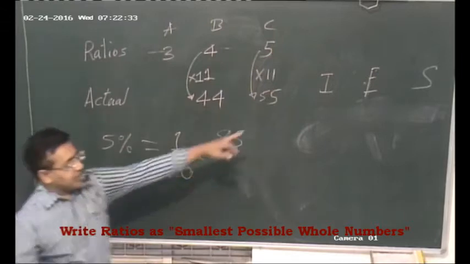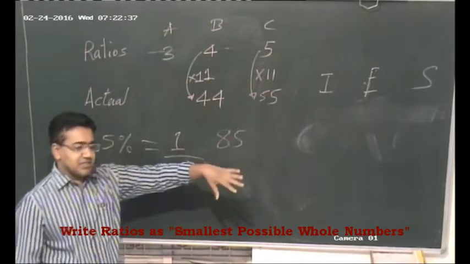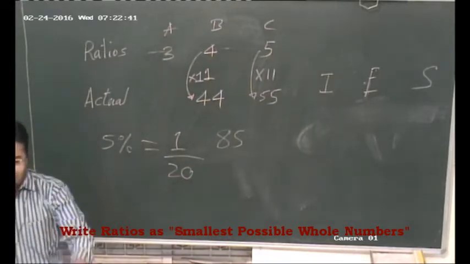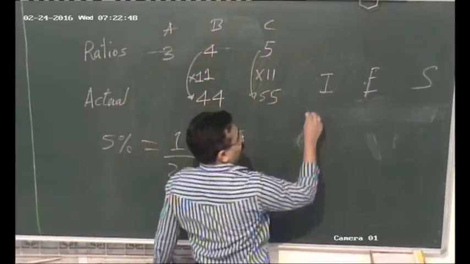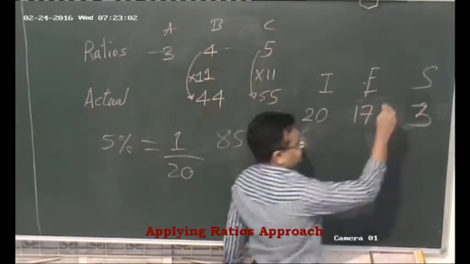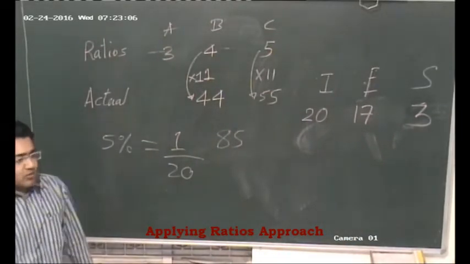Correct? So 15%, which was the saving, that is 3 out of 20. Or 85% which is 17 out of 20. Why? Because 17 fives is 85. Then as a result, if my income is 20, my expenditure is 17 and saving is 3. Now what do I know on actual?